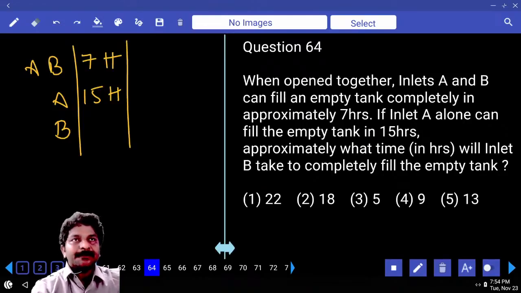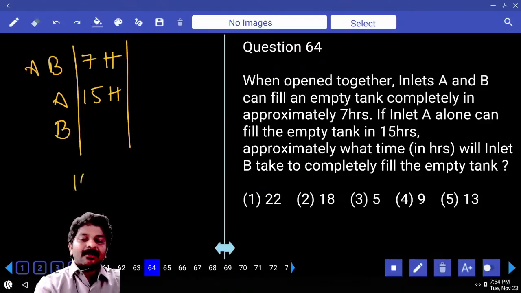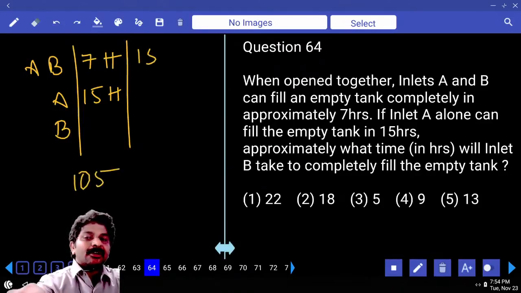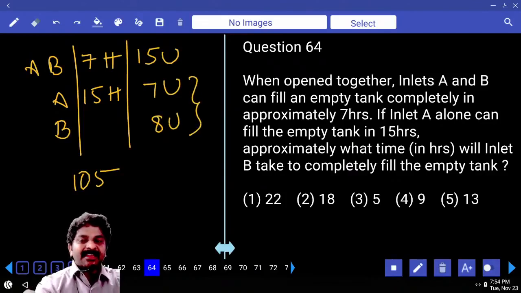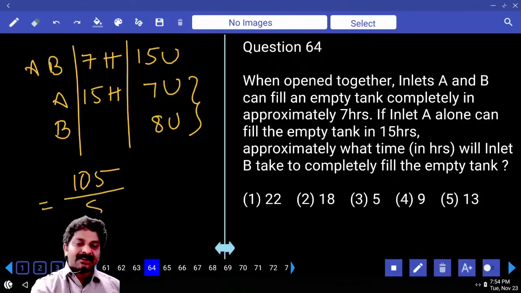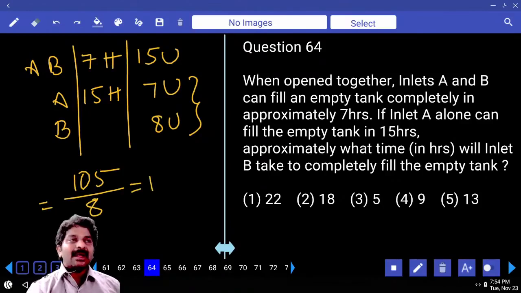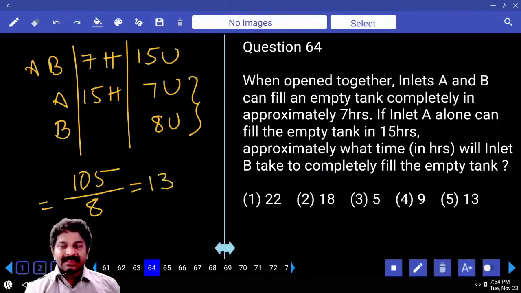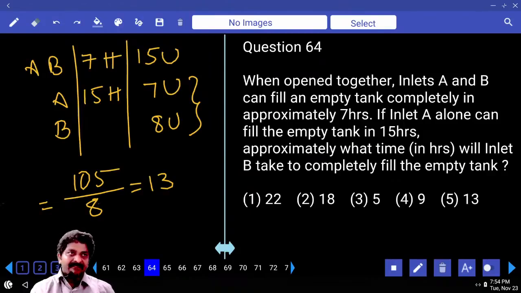LCM for 7 and 15: 105. Co-prime numbers, product, 7 into 15, 105. AB together can do 15 units. A alone can do 7 units. Then B must do 8 units, right? Then only the sum of A and B will be equal to 15. Time taken by B to complete the total work is 105 divided by 8. 8 once 25, we have 13 something. Am I right? As your question is about approximately, I can leave it like this. 13 something you have. Fifth option.